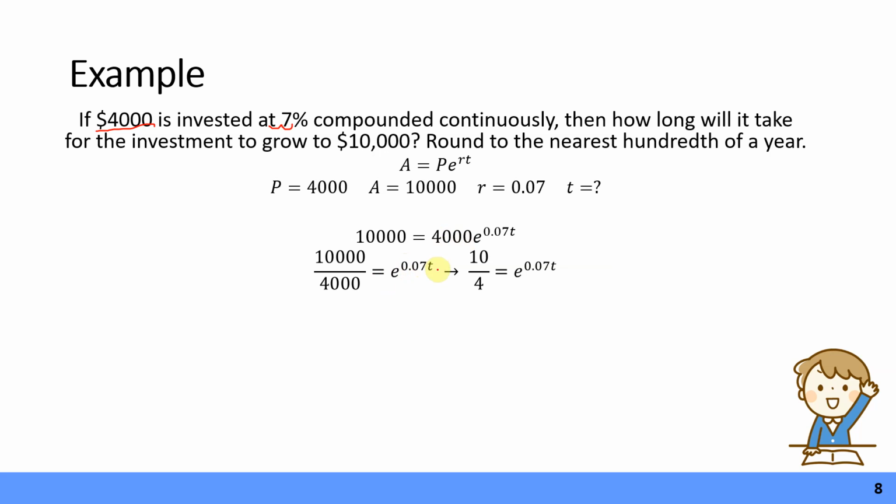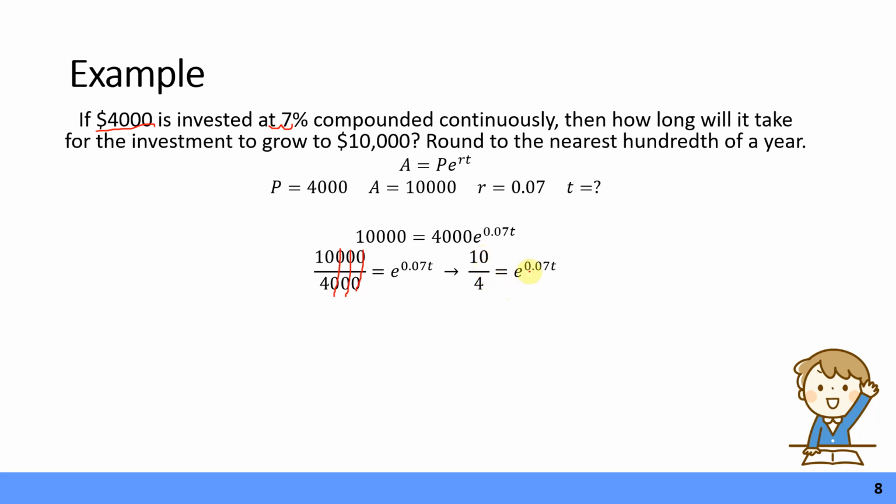Now, since the 10,000 over 4,000 looks very scary, I'm just going to simplify it. So the easiest way to simplify is just canceling zeros out. So I'm just left with a very small fraction, 10 over 4. So 10 over 4 equals e to the 0.07t. Just so you know, 10 over 4 can also simplify to 5 over 2. I didn't do that, but feel free to do that if that makes you feel better. Again, the smaller the fraction, the better. But I'm just going to leave it like this.